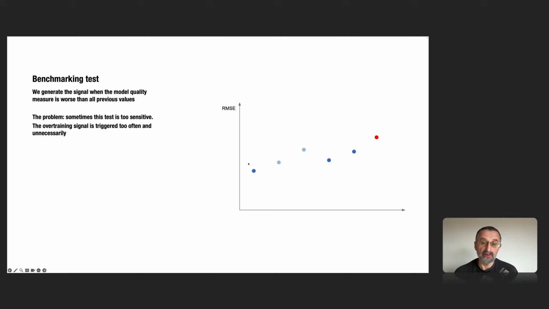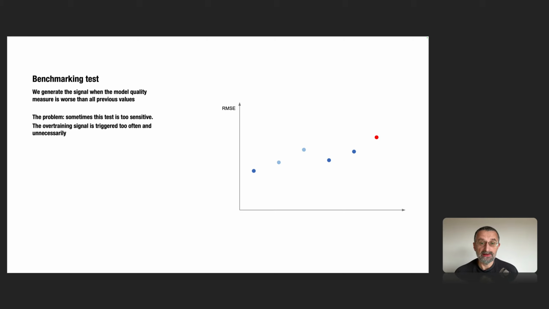Why? Because it's worse than all the previous. In that case, once again, we wouldn't, because it's not worse than all previous levels, and for example, we would trigger the signal here. So as you can see, this test sometimes may be oversensitive, so be careful with that. Sometimes it's used, but we need to be careful with that.